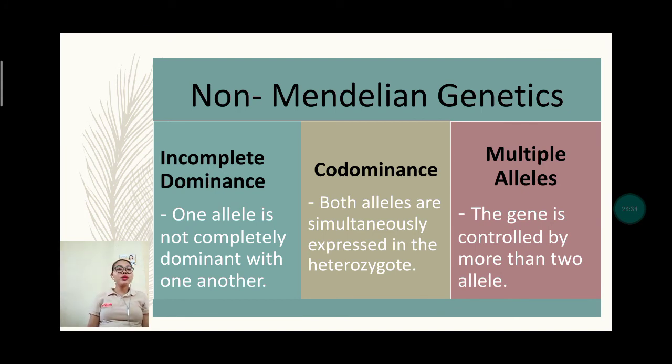Okay, let's summarize the 3 concepts using this table. Incomplete dominance: when we say incomplete dominance, one allele is not completely dominant over the other. That's why it is called incomplete. Codominance: both alleles are simultaneously expressed in the heterozygote state of that organism. While multiple alleles, the gene is controlled by more than two alleles.